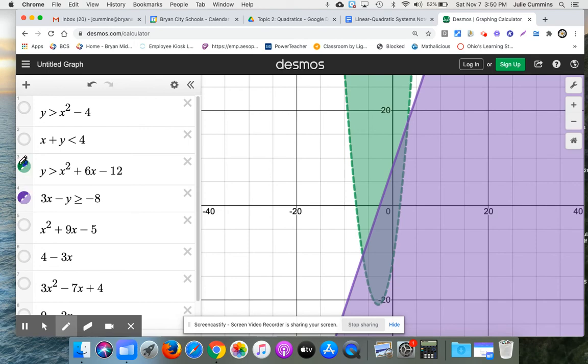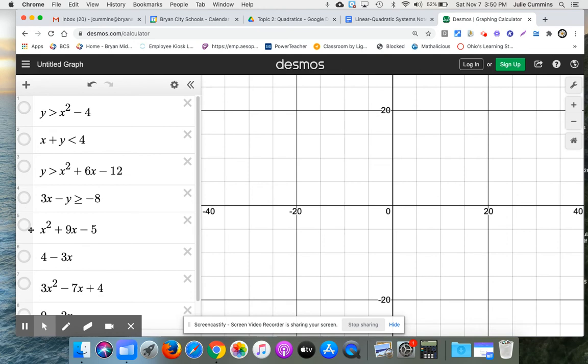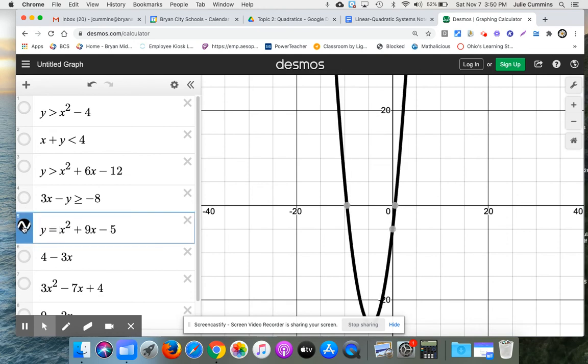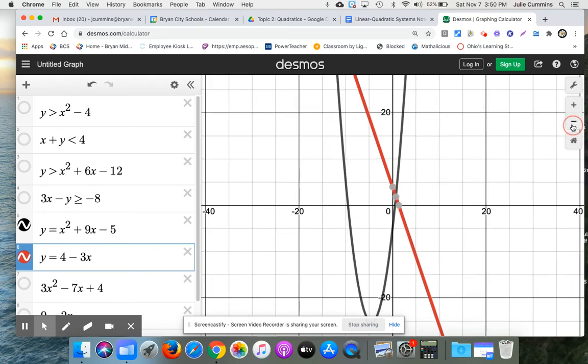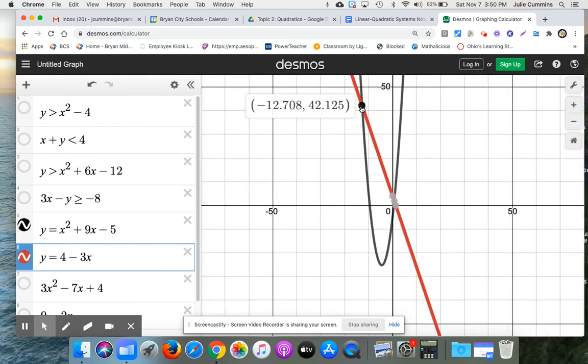Hang on, I've got the wrong button pushed. Okay, here's that parabola, y equals x squared plus 9x minus 5. And here's that line, y equals 4 minus 3x. And we're looking for intersection points. It looks like there's one there, 0.708 and 1.875. It looks like they're going to intersect up there. So zoom out, make sure you can find it. And there's the other one. So those are your two solutions. Rather than having to go through the pain of probably using the quadratic formula, we can just use Desmos for this one.